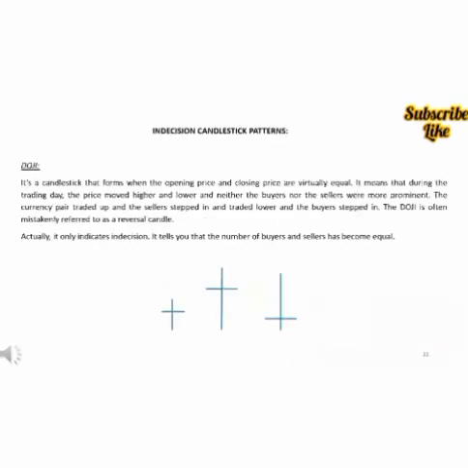Doji. It's a candlestick that forms when the opening price and closing price are virtually equal. It means that during the trading day, the price moved higher and lower and neither the buyers nor the sellers were more prominent. The currency pair traded up, then the sellers stepped in and traded it lower, and then the buyers stepped in. The Doji is often mistakenly referred to as a reversal candle. Actually, it only indicates indecision. It tells you that the number of buyers and sellers has become equal.